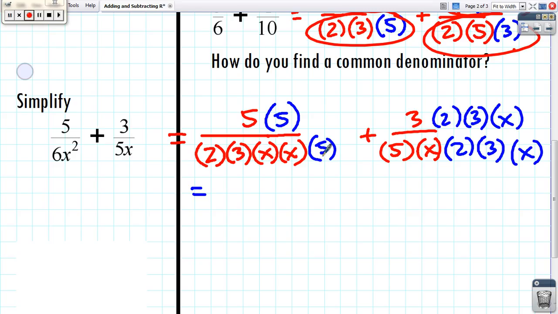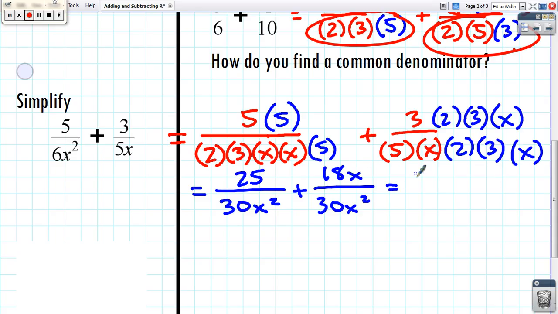2 times 3 times 5 is 30x squared. And then same thing for this one. All this multiplied together is 30x squared. We now have a common denominator. Now on top, 5 times 5 is 25. Over here, 3 times 2 times 3 is 18x.